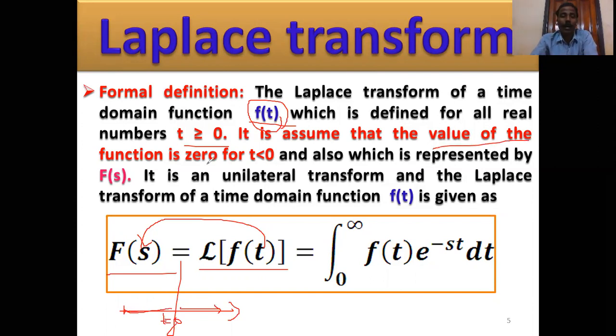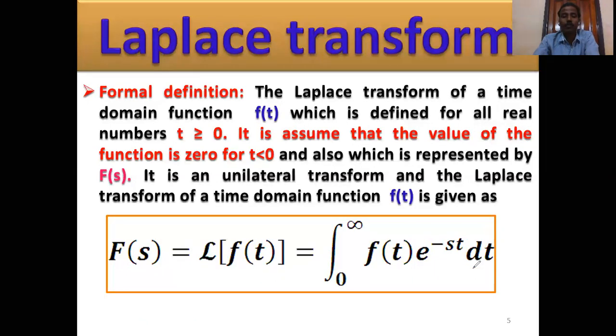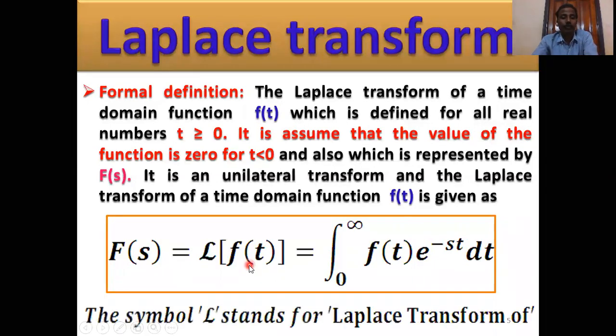Assume that the value of the function is 0 for t less than 0, and this integration is unilateral because only this portion, 0 to infinity, function f of t e to the power minus st into dt. This is the Laplace transform formula. The symbol L stands for Laplace transform of. That means Laplace transform of function of t or Laplace transform of f of t.